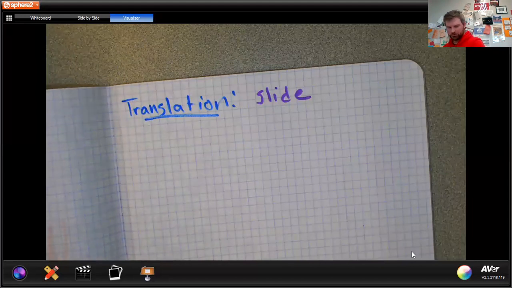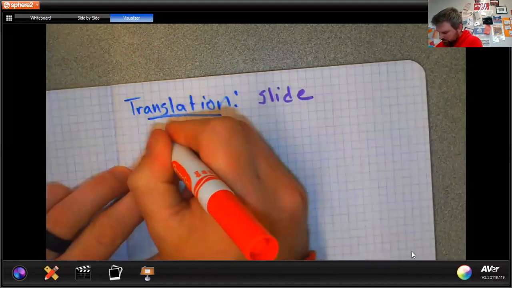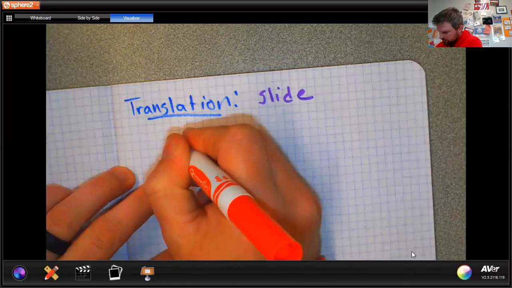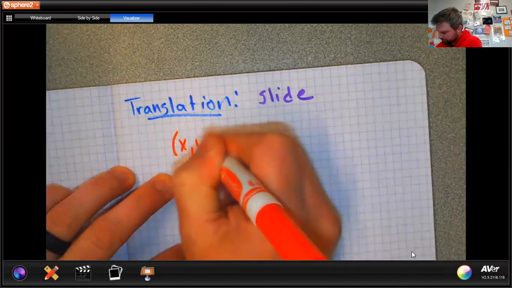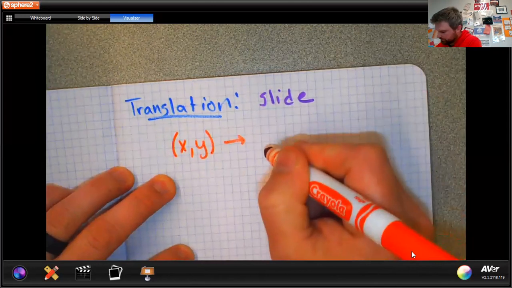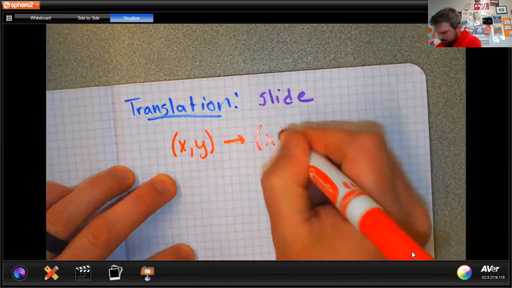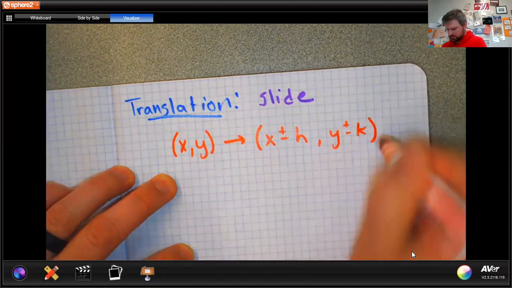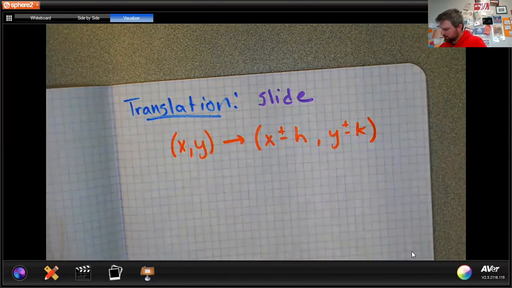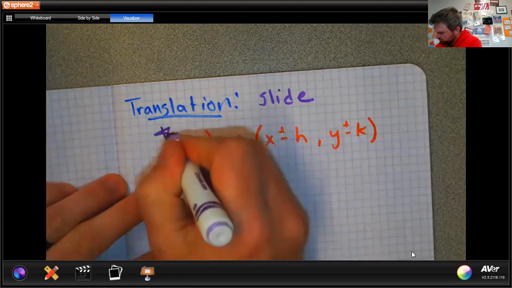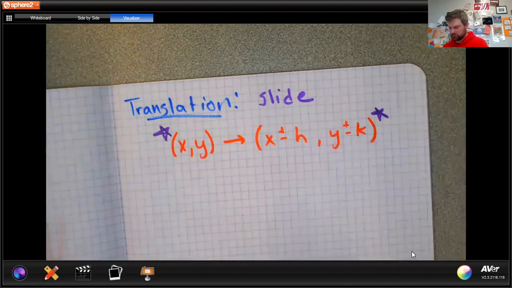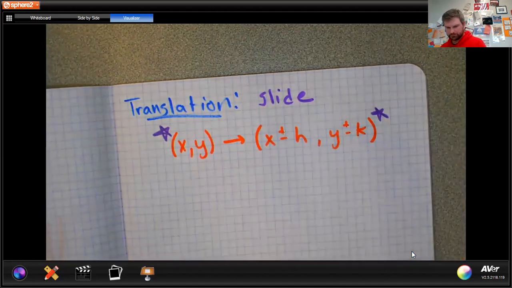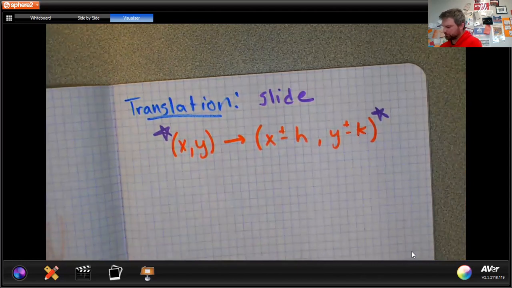We have a rule for a translation, and you will need to know this rule. So it starts with (x, y) and goes to (x plus or minus h, y plus or minus k). And we'll go through what all that means. This is super important. This will be on the test, on quizzes, on anything we do. This you need to know. Okay? So let's look at everything these do.